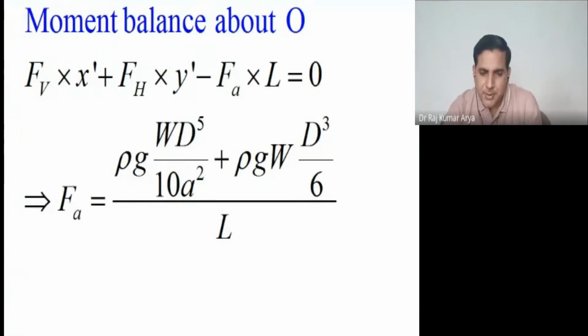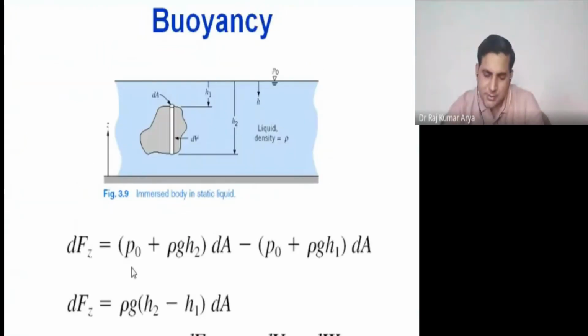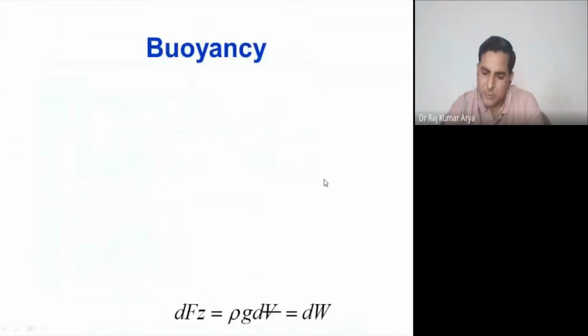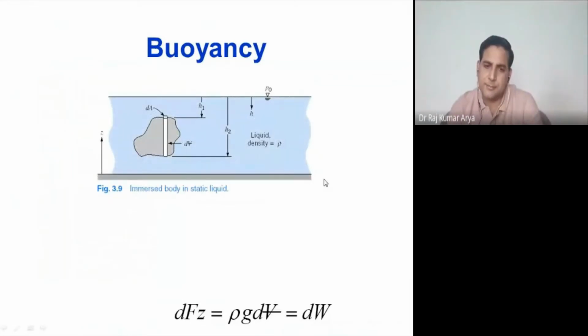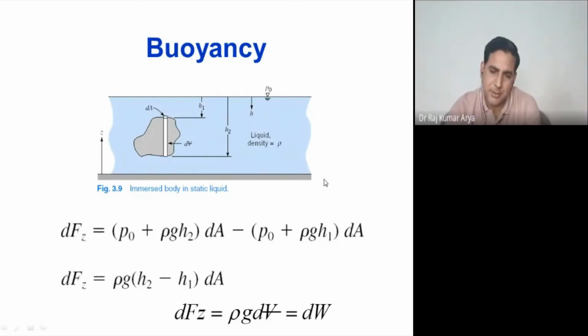So the next part, after calculating force and everything, is buoyancy. Because we are talking about fluids, we have calculated pressure and we have calculated forces. Now we want to talk about the stability of floating bodies or submerged bodies. So that is the buoyancy part here.